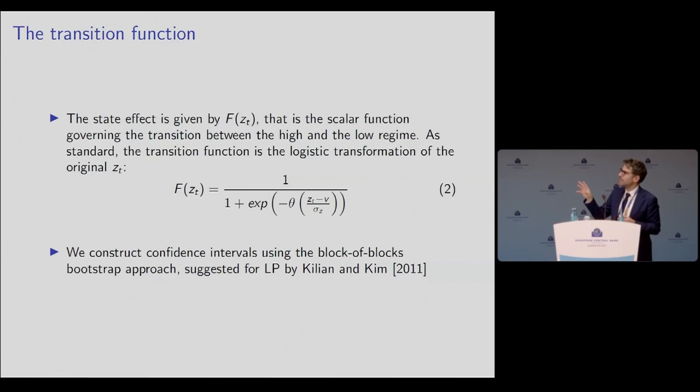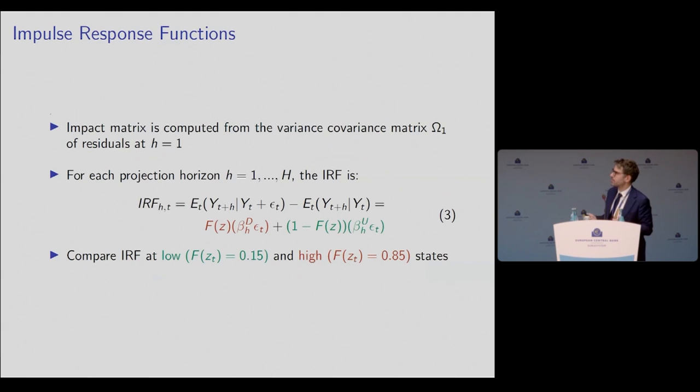F(Z_t) is the transition variable that makes us transition from the high to the low regime and vice versa. It is a logistic transformation of the original state variable, the debt service ratio, which is just a way to obtain a variable that goes from 0 to 1. Then we construct confidence intervals using the bootstrap approach. The impact matrix is computed from the variance covariance matrix of residuals at horizon one. I do the estimation for the different horizons, but in order to obtain the shock I focus on horizon one. So like in a VAR, I obtain my variance covariance matrix.